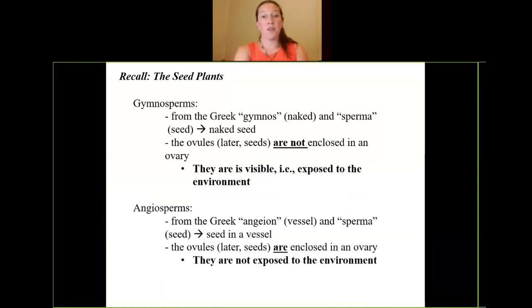In angiosperms, the ovules and then later the seeds are no longer visible with the naked eye because they are enclosed in an ovary. They're in a container, right? Angiosperm, the word angion comes from that Greek word for vessel, right? So it's inside of this vessel, which is the ovary. And so they are not exposed to the environment if you're in the angiosperms.